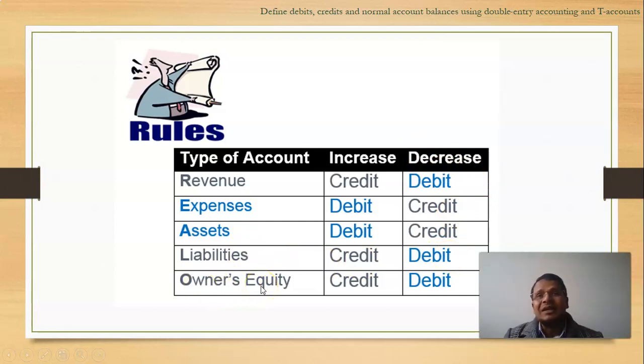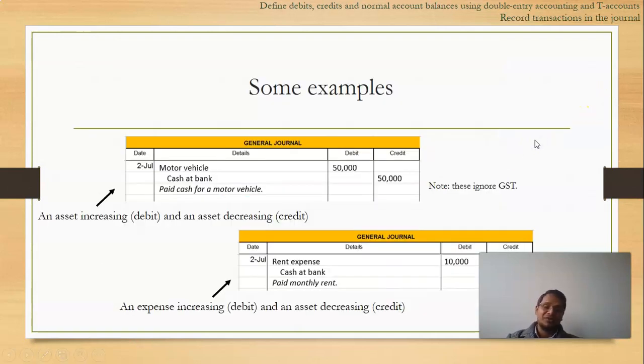Owner's equity, as we said, is the owners' contribution or capital. Owners invested in the business. It is an internal liability, a kind of liability with the same rule as liabilities. When owners invest more in the business, it increases, credit; decreases, debit. So this is the basic rule that we need to memorize and understand before we proceed to recording any transaction in the books of accounts.